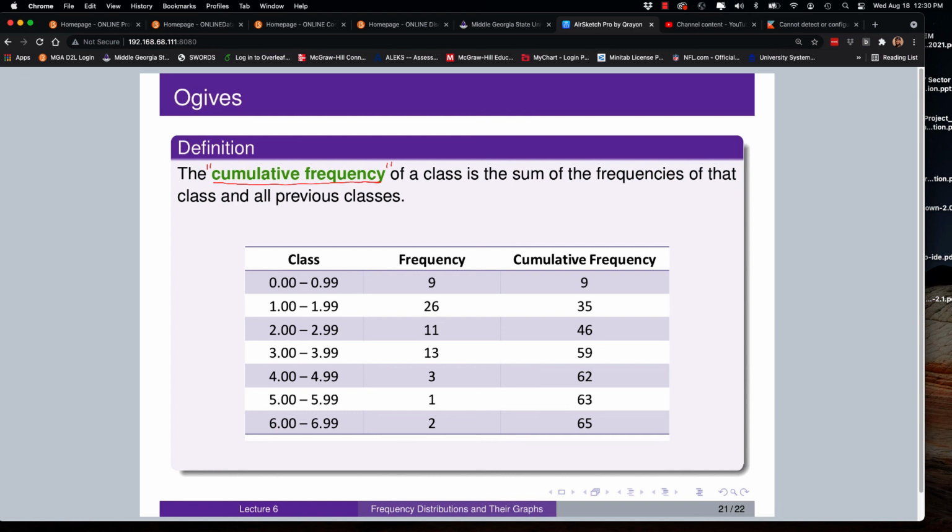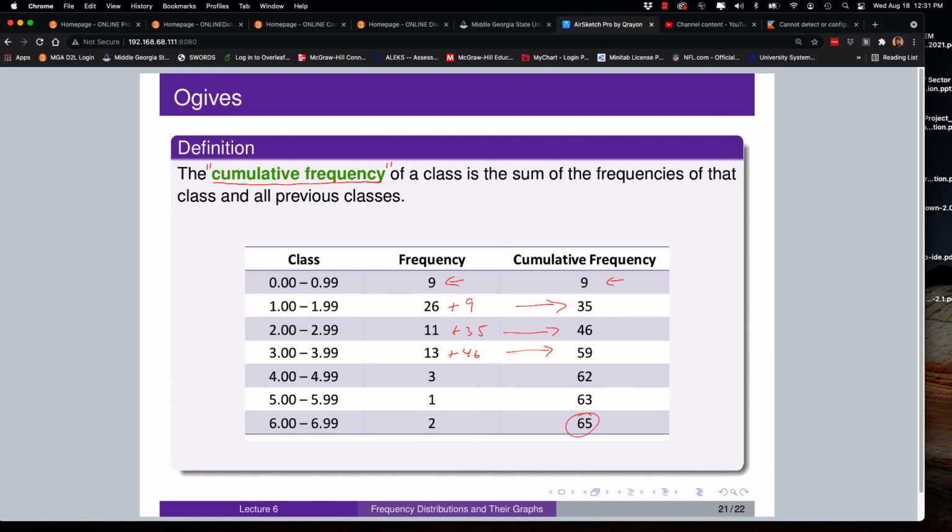And so as you notice here, there's nothing to sum to for the first frequency, so it's just 9. If I take 26 and add 9 to it, I should get 35. If I take 11 and then add 35 to it, which is the previous sum, I should get 46. If I take 13 plus 46, you can see where we're going. We're adding each frequency to the next to get the next cumulative frequency, the total of that frequency plus all the ones that came before it.